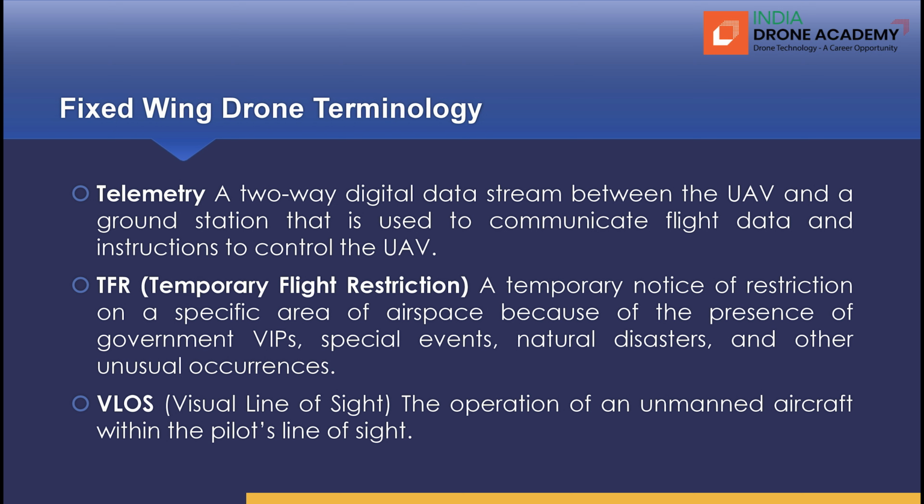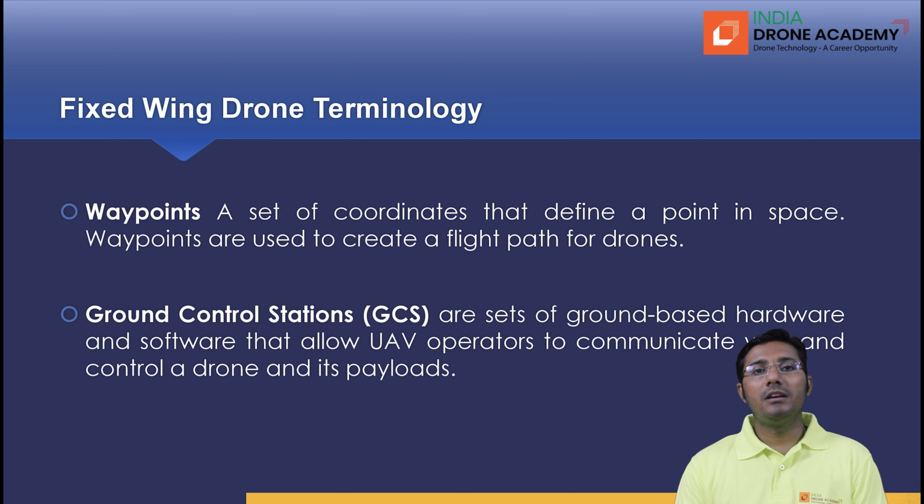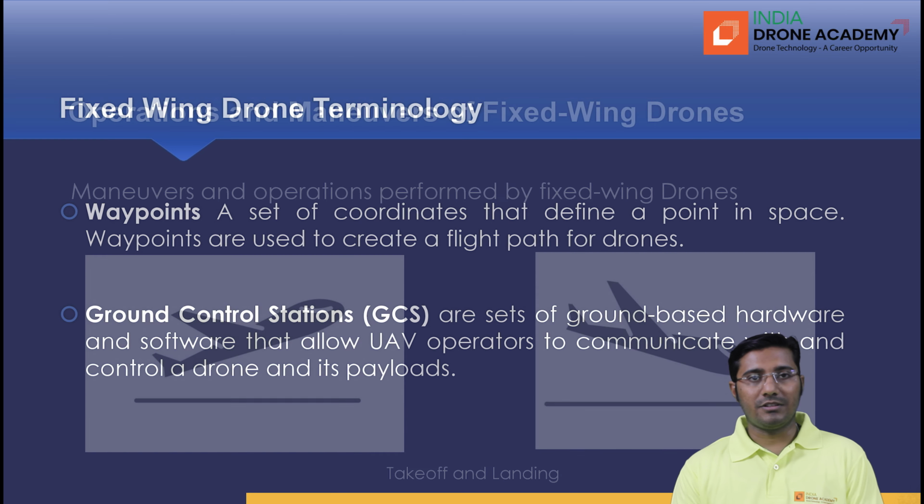VLOS. VLOS is a visual line of sight operation in which a remote pilot flies his unmanned aircraft within his line of sight. Waypoints. Waypoints refer to a set of coordinates that define a point in space. Waypoints are used to create a flight path for the drones. GCS stands for Ground Control Station. Already we have discussed this.